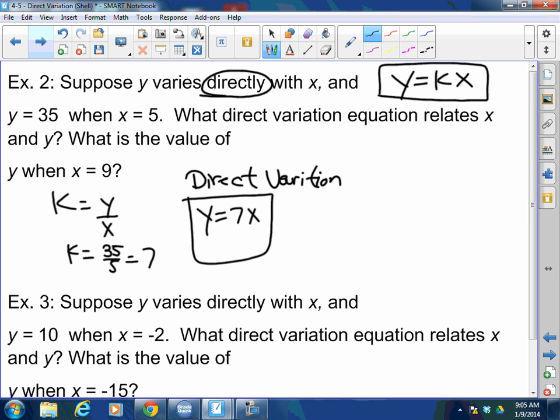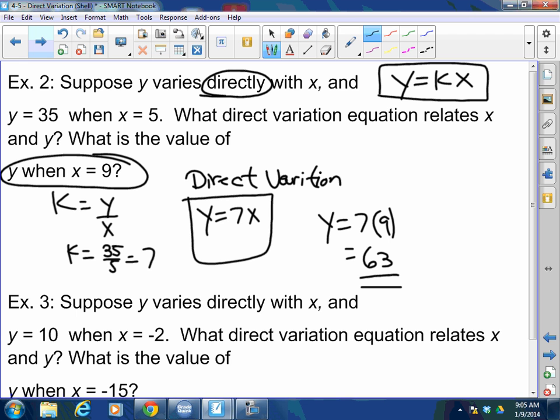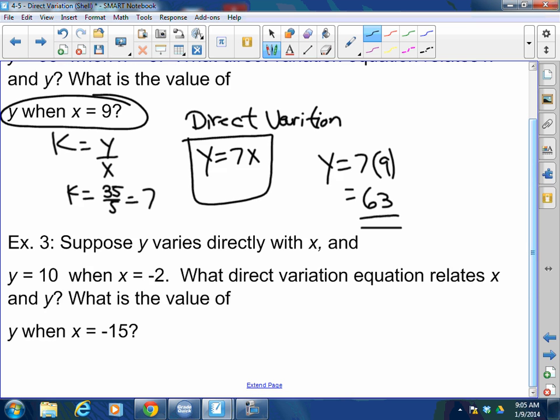Now, part B. Find y when x is 9. No big deal. y will equal 63 when x is 9. Okay, super duper. Example 3.